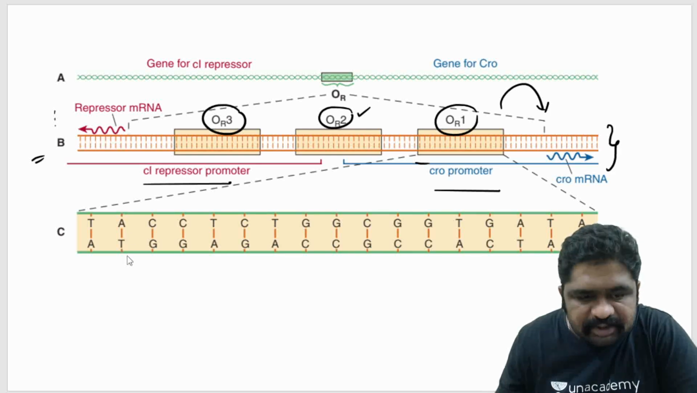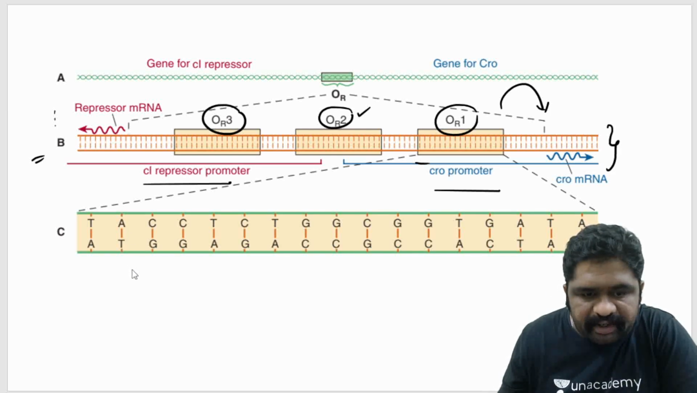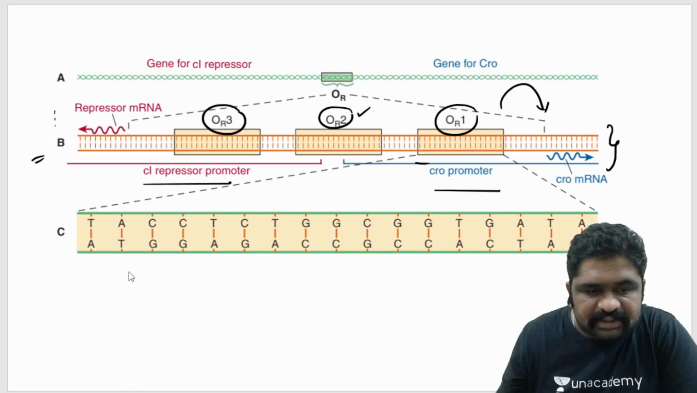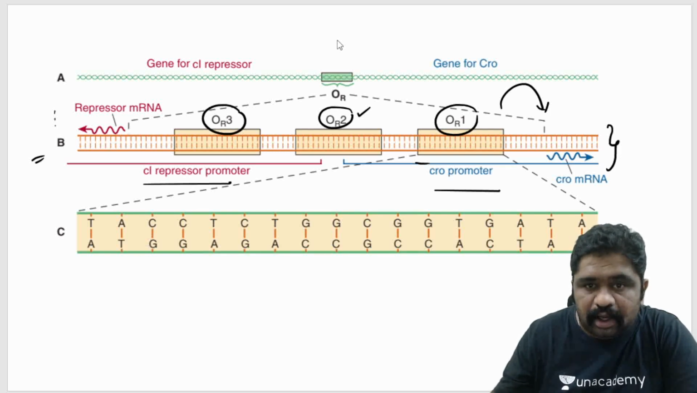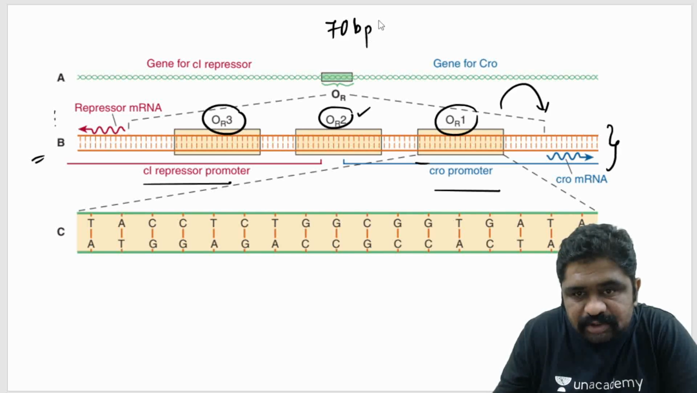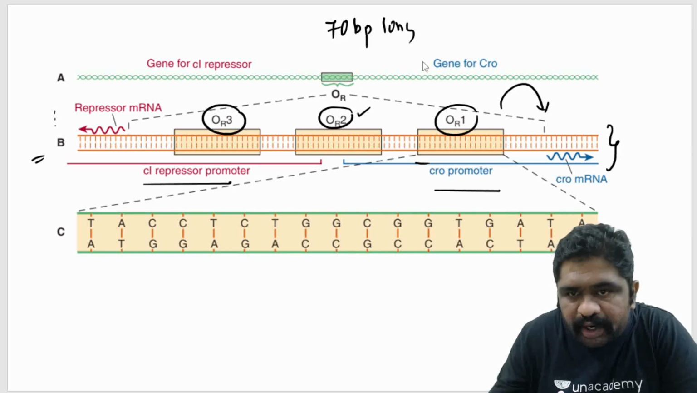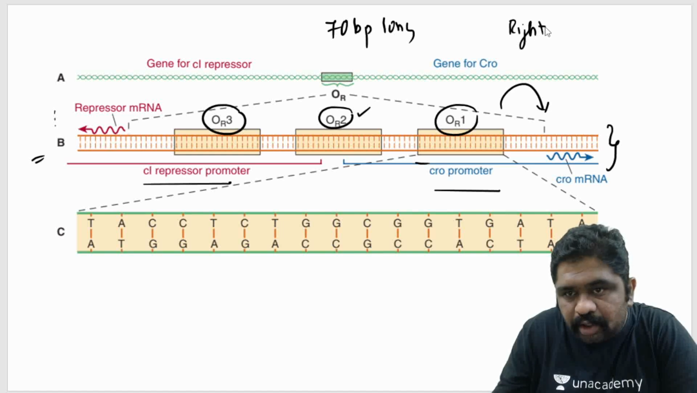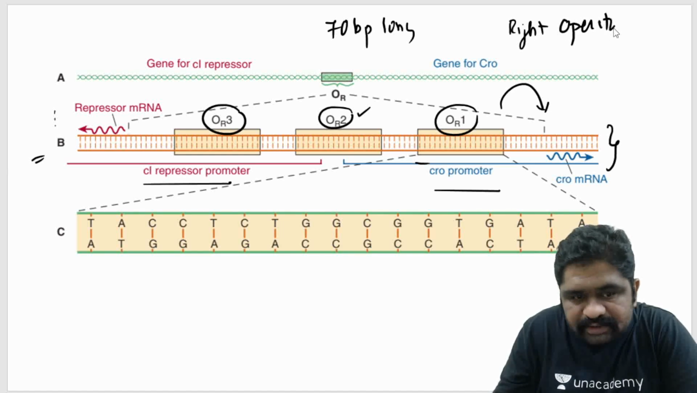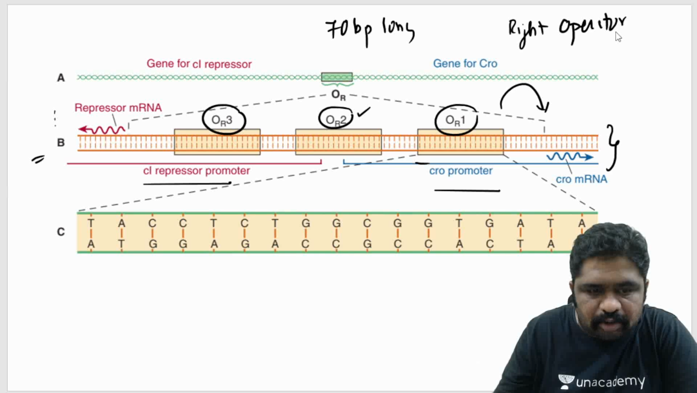Now, why am I teaching you all these things? The operator is a region of the viral DNA, some 70 base pairs long. The operators that we are seeing are 70 base pairs long. I said OR, which is the right operator. The whole right operator is supposed to be 70 base pairs long.